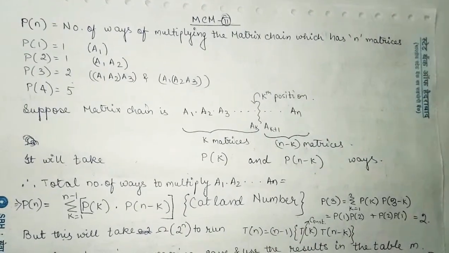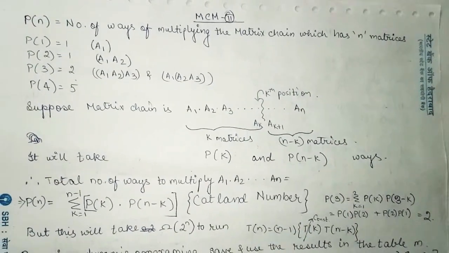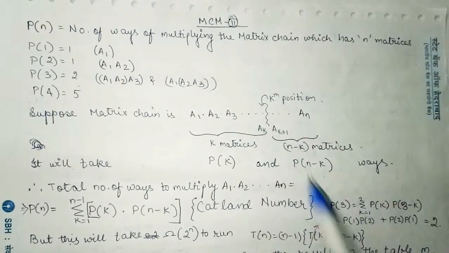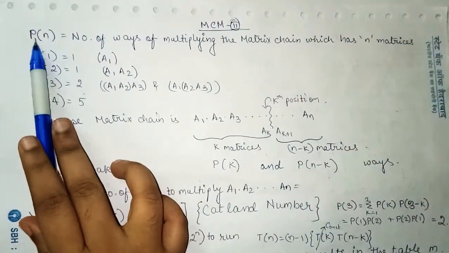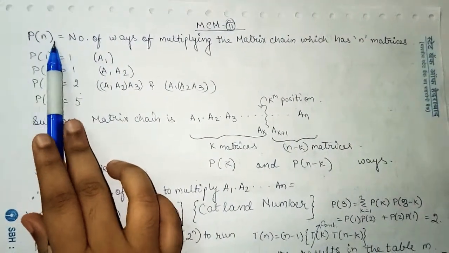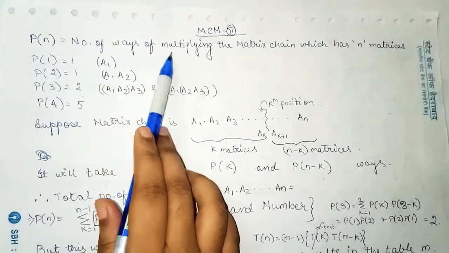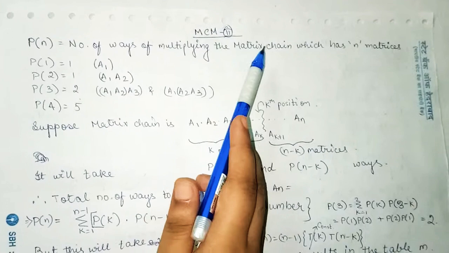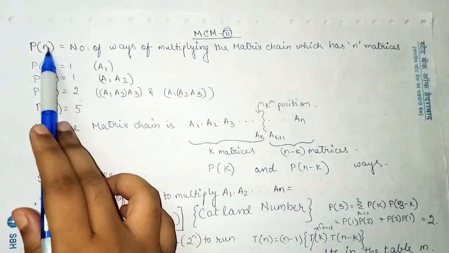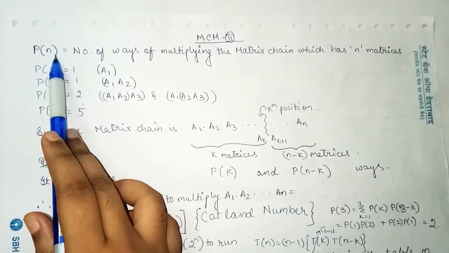This video is about the theory behind the matrix chain multiplication. So let's start. Let P(n) be a function that denotes the number of ways of multiplying the matrix chain which has n number of matrices.